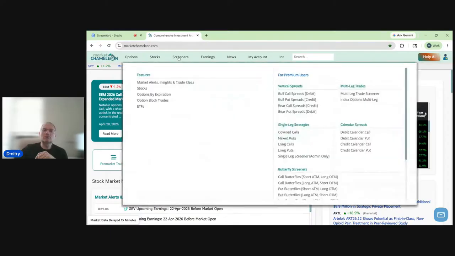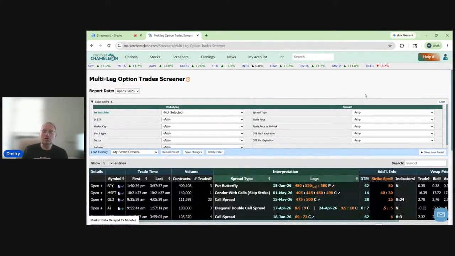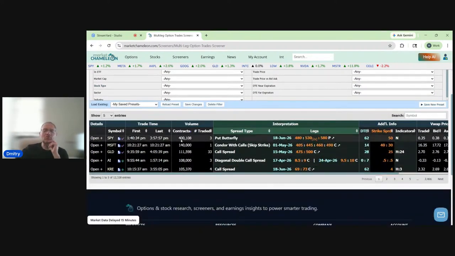We're going to hover over screeners. And then on the right-hand side, we're going to click on multi-leg trade screener. And this will take us to our screener. As you can see here, we have some filters up top. And we also have a table down below with different tabs, over 12,000 items. These are the top 5, listed by largest volume, and an interpretation of the multi-leg trade.